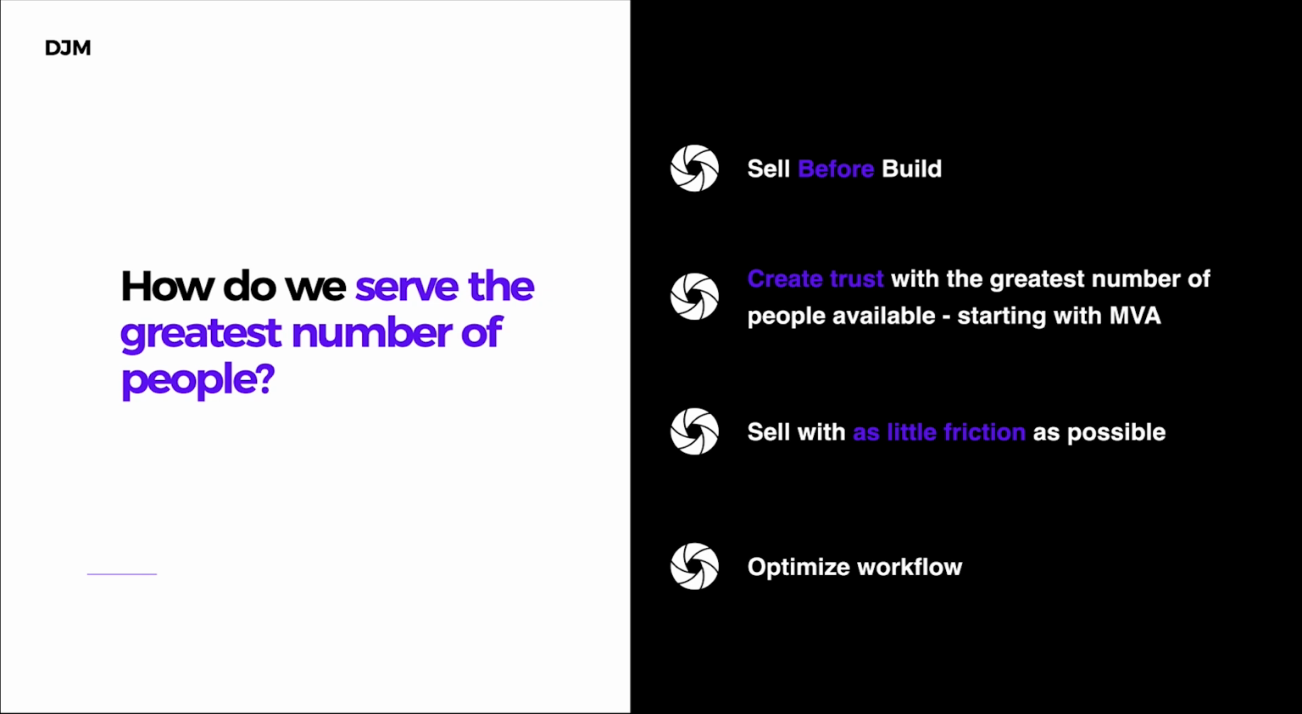We're also going to create trust with the greatest number of people, starting with that MVA, our minimum viable audience. So if your minimum viable audience is 4 people, we're going to create an incredible amount of trust with those 4 people, because they are a representation of a much, much greater amount of people who are just like them, want exactly what they want, and have the resources that they have.